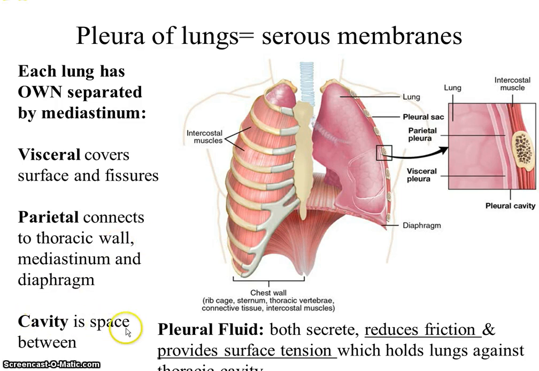There is a small space between them, as there always is, and that, of course, has fluid. So the fluid secreted by the serous cells and the membrane reduces friction. As these lungs are constantly moving, you need to control that friction of moving parts. And it provides surface tension, which holds the lungs against the thoracic cavity, because there's fluid in here, and fluid is made of water, and water likes other water.